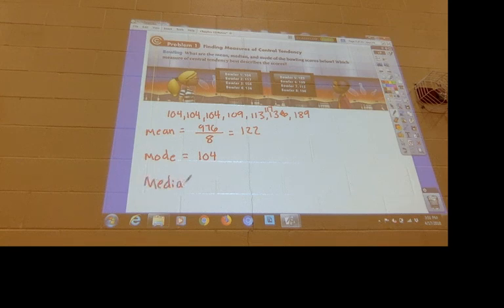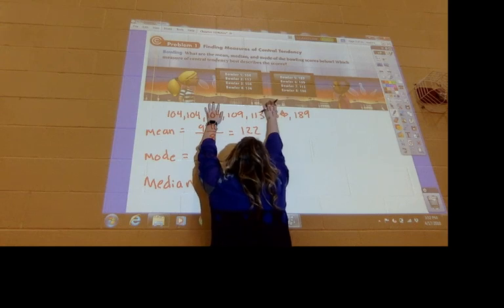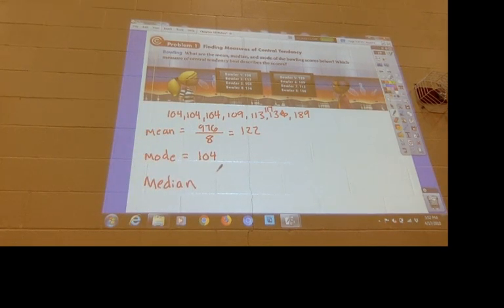And what am I missing? Median is my middle number. Remember, with median you go number by number. What happens if you have two left in the middle? You go in between them and find the mean of those two. So 109 plus 113, divided by 2. What is my median? 111. If you have two numbers that fall dead center, you take the mean. Pretty much if you have an even set of data.